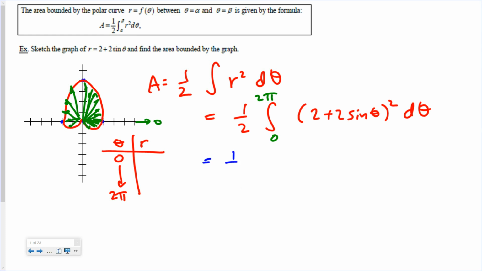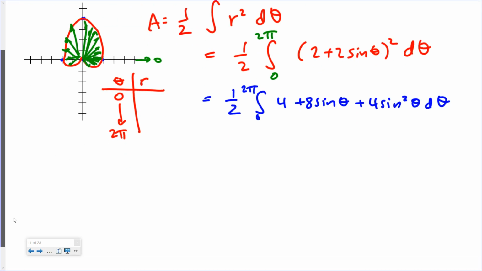So this is going to be 1/2 integral from 0 to 2 pi. What is 2 plus 2 sine theta quantity squared? Is it 4 plus 4 sine squared theta? No. It's got a middle child. So go ahead and write that down. We're following that. It's got a middle child. Don't forget the middle child.